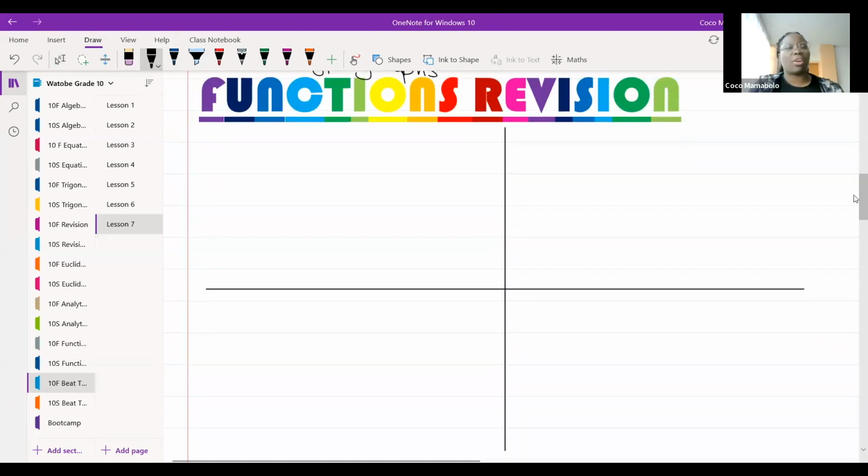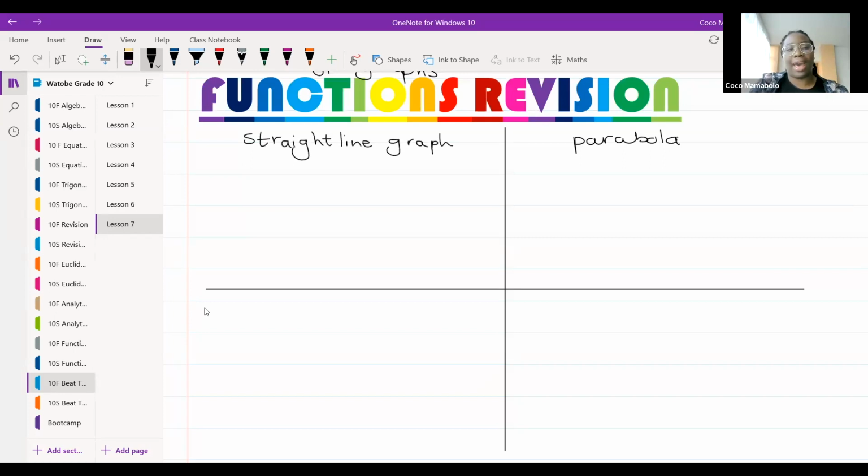All right. So in grade 10, or in fact, grade 11, 12, all of them, we only learn of about 4 of these. The first one is the straight line graph. Then the next one we learn about is the parabola. And then we learn about the hyperbola. And then we learn about the exponential graph.